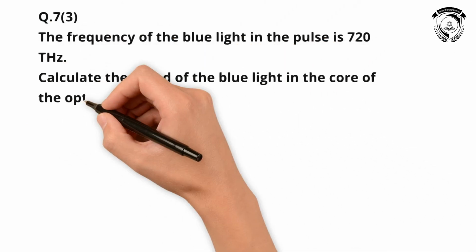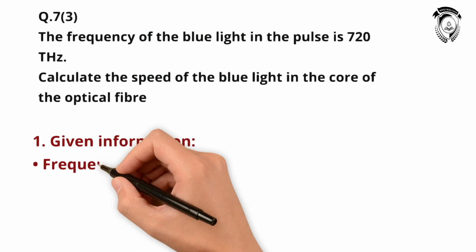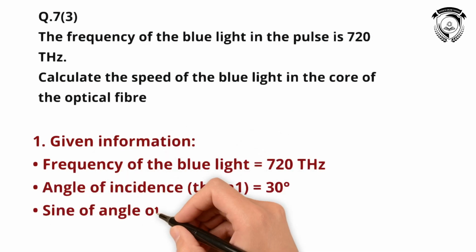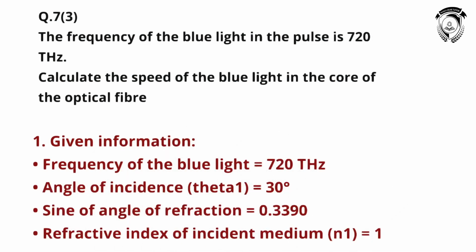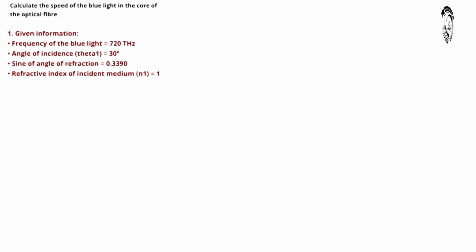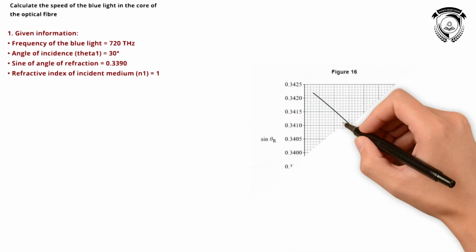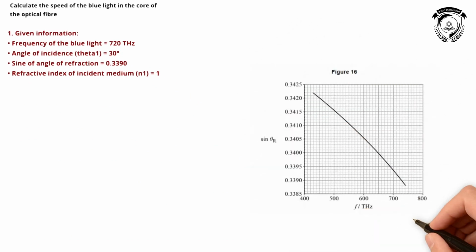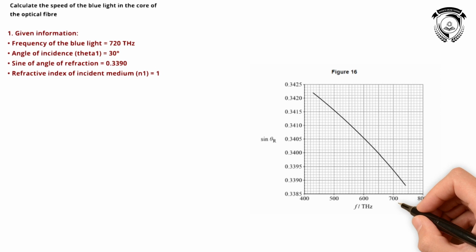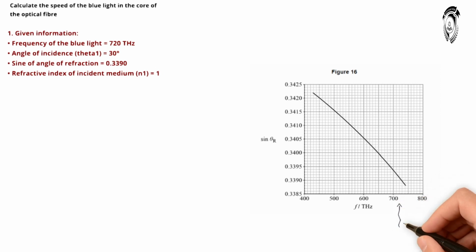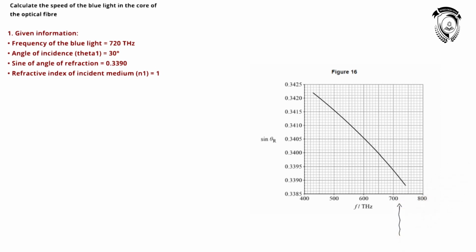Question 7.3. The frequency of the blue light is 720 terahertz. You have to calculate the speed of the blue light in the core of the optical fiber. Frequency of the blue light is given. The angle of incidence is 30 degrees. Sine of angle of refraction is 0.3390 and the refractive index of the incident medium is 1.